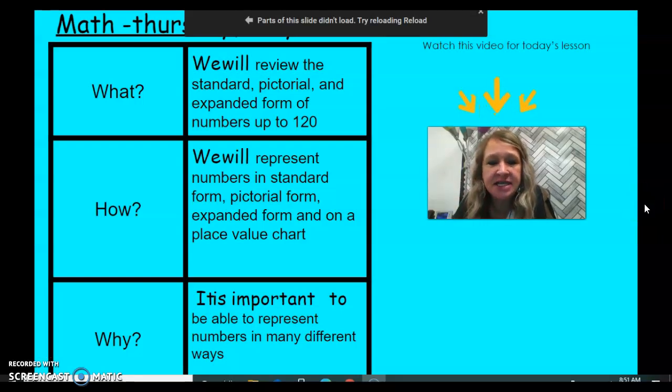Hi, first grade. Today we will review standard, pictorial, and expanded form of numbers up to 120. How will we do this? We will represent numbers in standard form, pictorial form, and expanded form on a place value chart. Why? It is important to be able to represent numbers in many different ways.